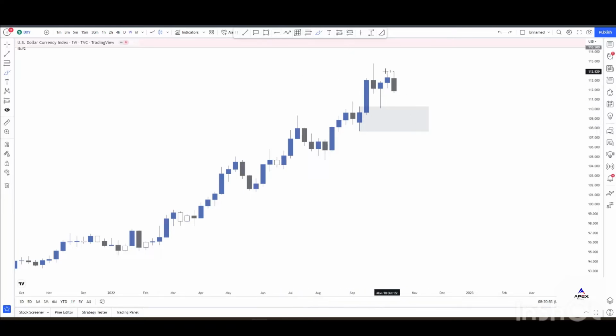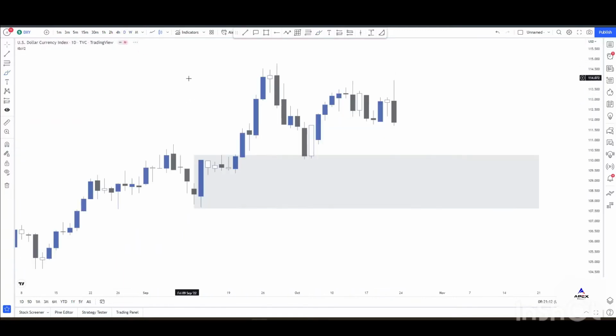So from what I can see here, there is possibility that DXY may retrace a bit before going upwards, or possibly even take liquidity below this short-term low that was created here. Maybe we see a dip into this and a push to the upside, but let's confirm this on the lower time frame based on the structures that it is forming there.